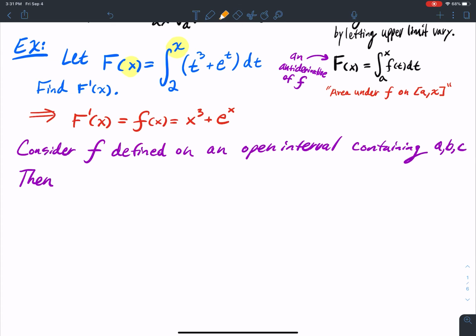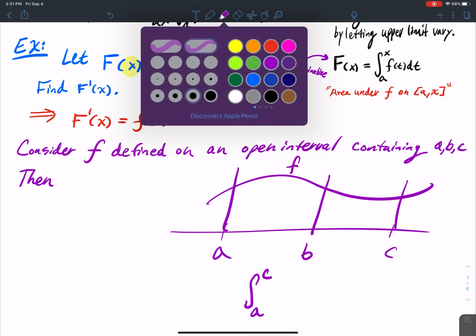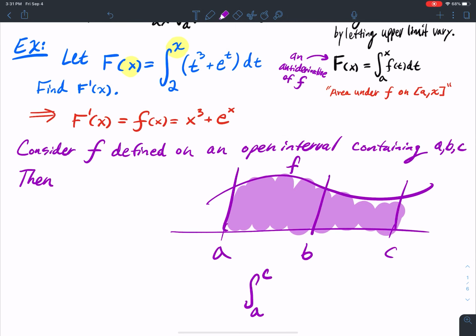So now what I want to do is consider inspiration for part 2. So consider f defined on some open interval containing a, b, and c. So I've got a, b, and c. And so I've got some function here. All right, so pretend those are vertical, right? So what do I know? The integral from a to c is everything, okay? So that integral of f is everything, but this is equal to what?